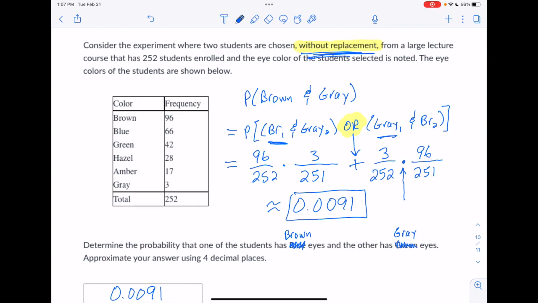So first pick times the second one. Follow along here. The first one is brown times the second one is gray, or first one is gray times the second one is brown, and then add those two together to make sure that you're getting both orders that are possible. All right, I hope that helps you out. This is a very commonly missed one, so don't feel too bad about it, but we do need to learn from that. If the order's not mentioned, we've got to do all the orders that are possible, and in this case, that's just two possible orders.